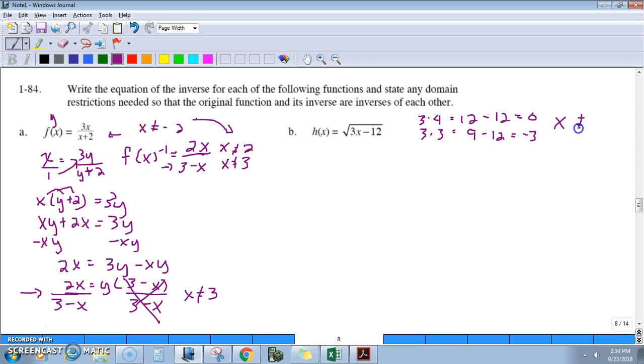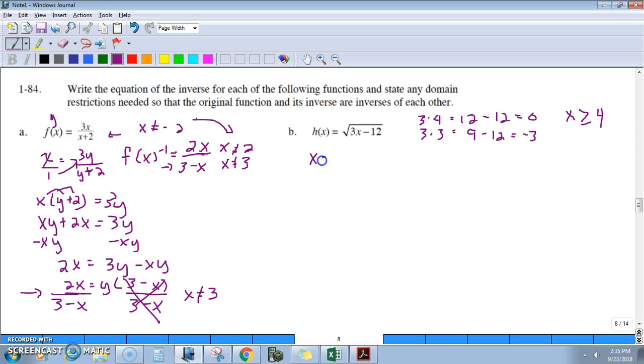So x cannot be less than, that's not maybe the best way to write it. Let's write it as for x is greater or equal to 4. Let's write it like that. That would be the domain in our original function. And so let's go ahead through.